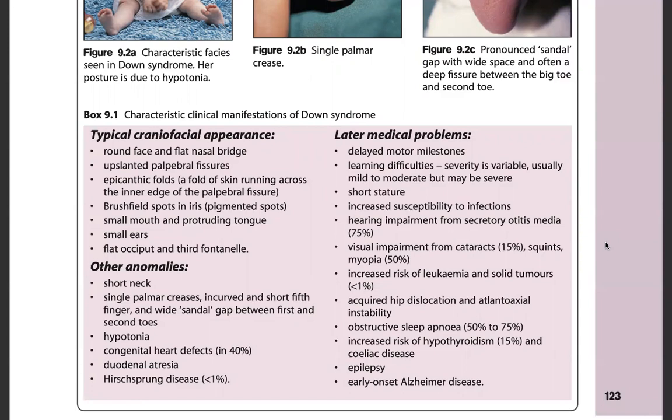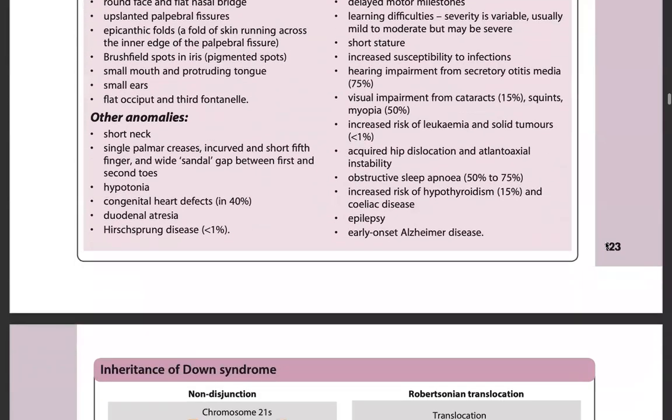Later medical problems: delayed motor milestones, learning difficulties, severity is variable, usually mild to moderate but may be severe. Short stature, increased susceptibility to infections, hearing impairment from otitis media 75%, vision impairment from cataracts 15%, squint, myopia 50%. Increased risk of leukemia and solid tumors, less than 1%. Acquired hip dislocation and atlantoaxial instability. Obstructive sleep apnea, 50% to 75%. Increased risk of hypothyroidism, 15%, and celiac disease. Epilepsy, early onset Alzheimer disease.